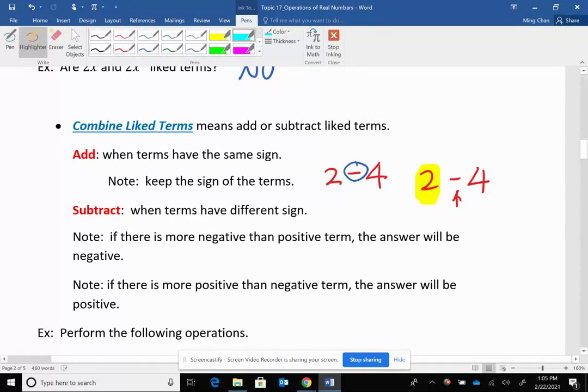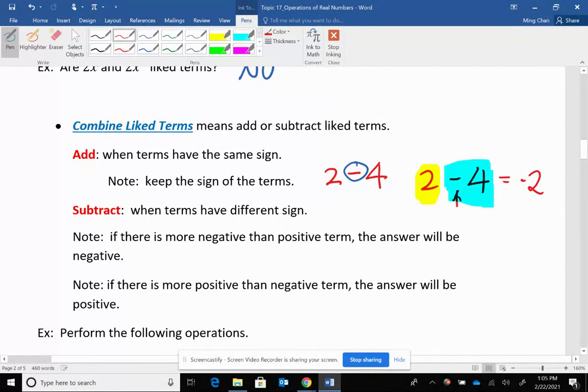So my first term is positive 2. My second term is negative 4. These two terms have different signs, so we will subtract. When we normally subtract 2 and 4, we get a 2. Because I have more negative terms than positive, the answer will be negative.